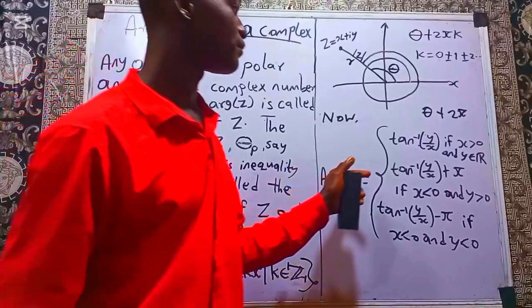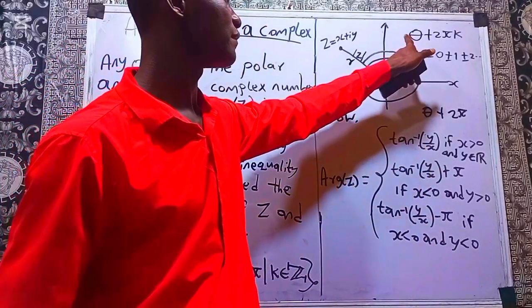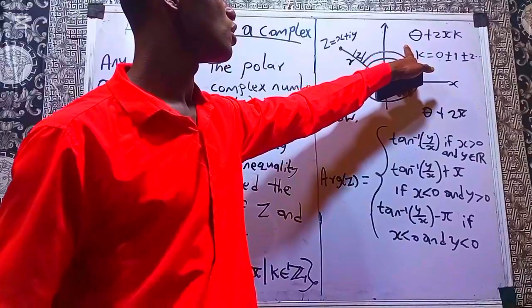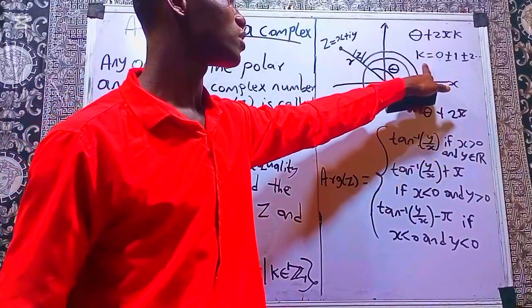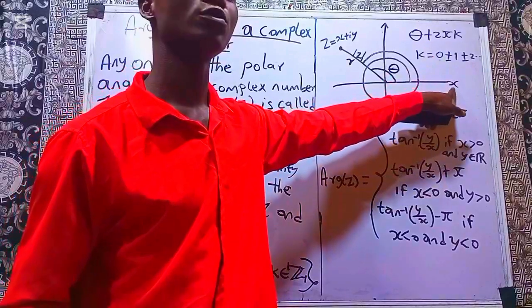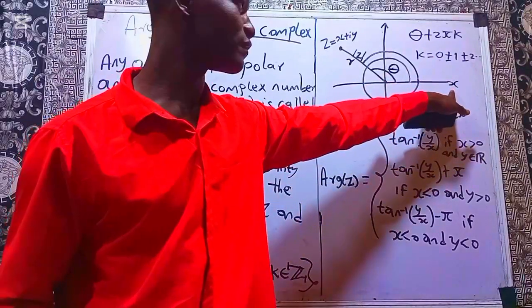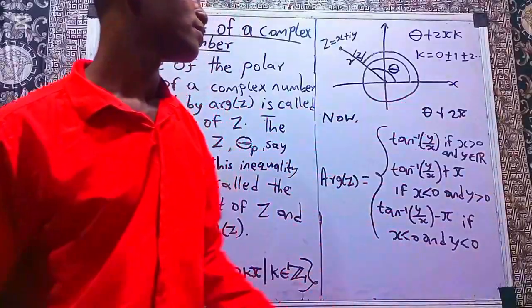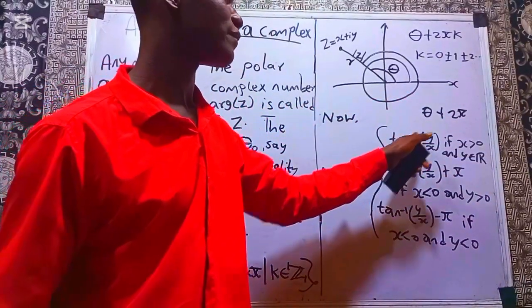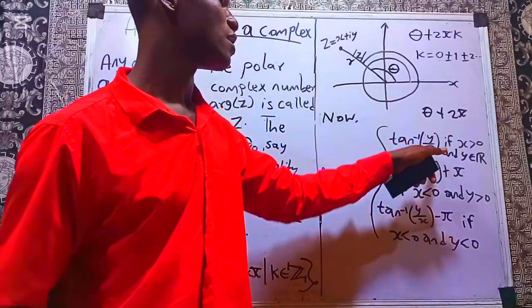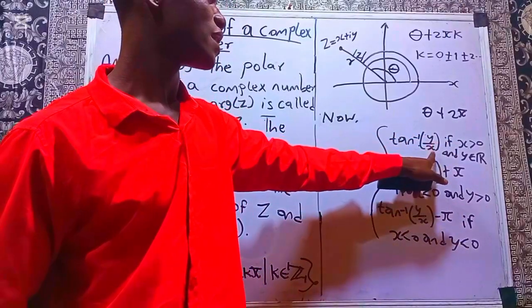Now, if the complex number lies in the first quadrant or the fourth quadrant, your x, the real part, will be positive. Then the formula you're going to use is simply tan inverse of y over x, where y is the imaginary part of the complex number divided by x, the real part.